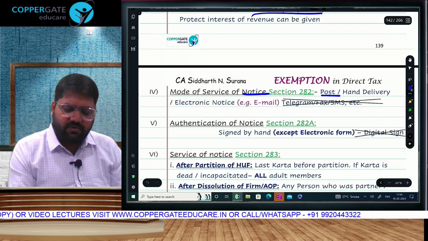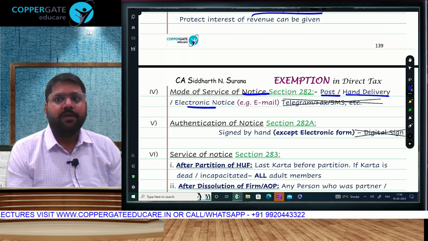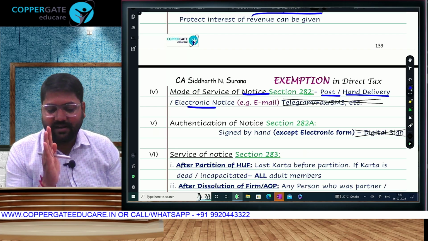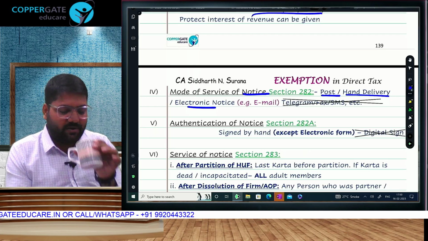Any notice can be given to the assessee by post, hand delivery or e-notice, which is the future. E-notice, earlier only email, but now we know the full concept of faceless. I did in detail. You will get the notice in the e-filing account and you will get email, SMS, real-time alert and all.